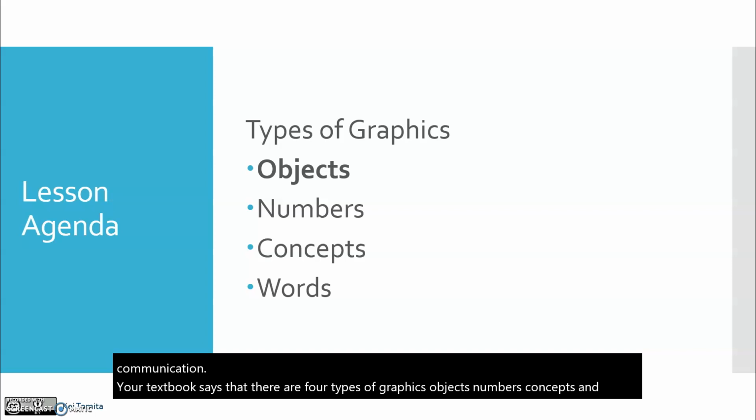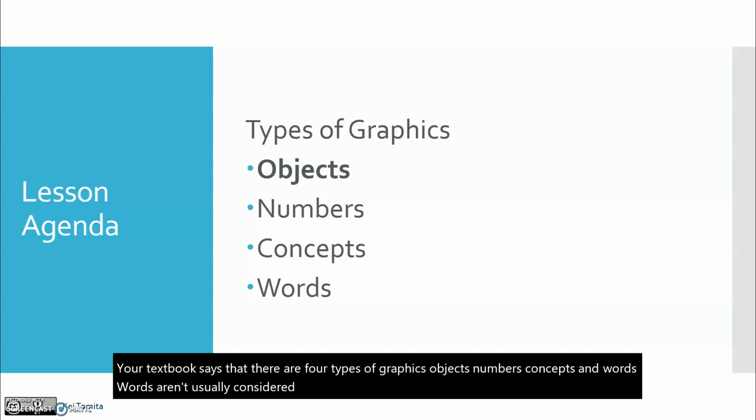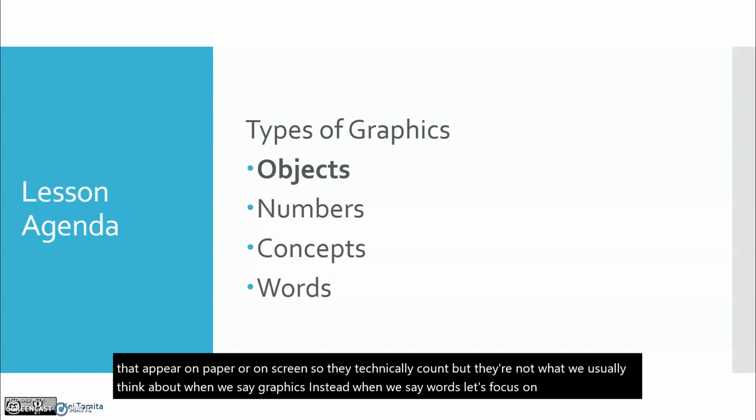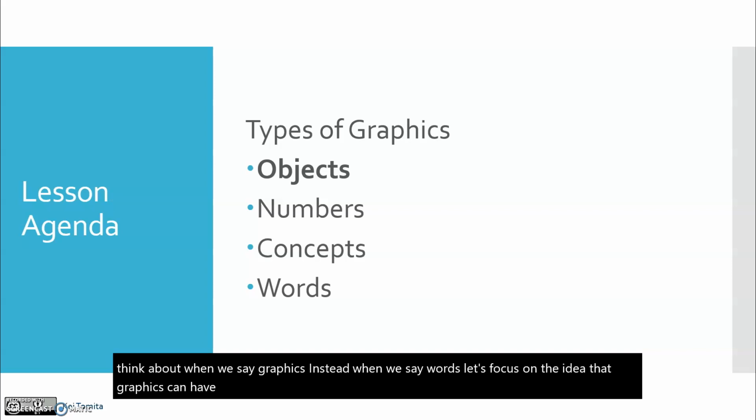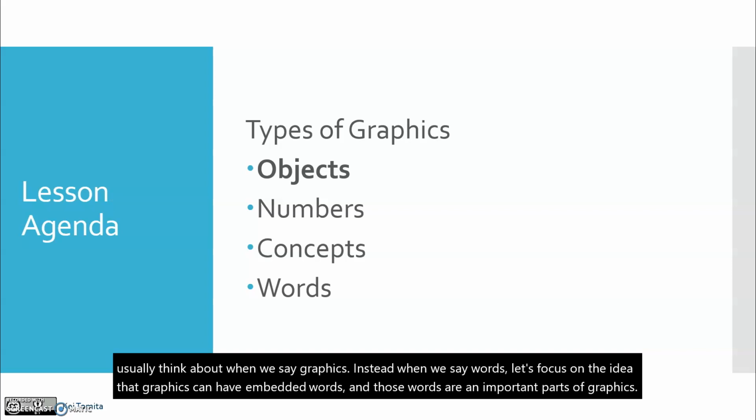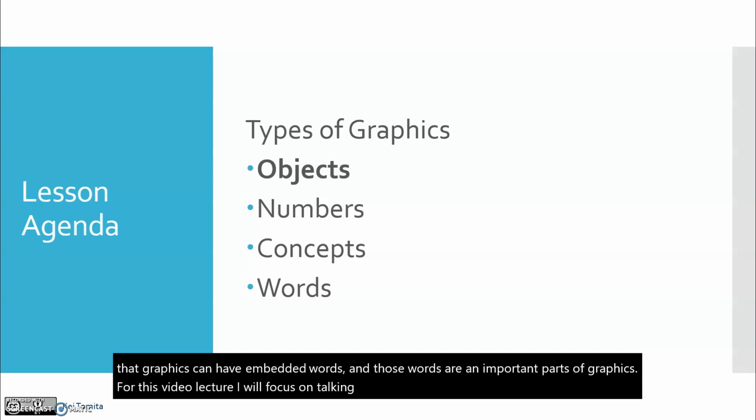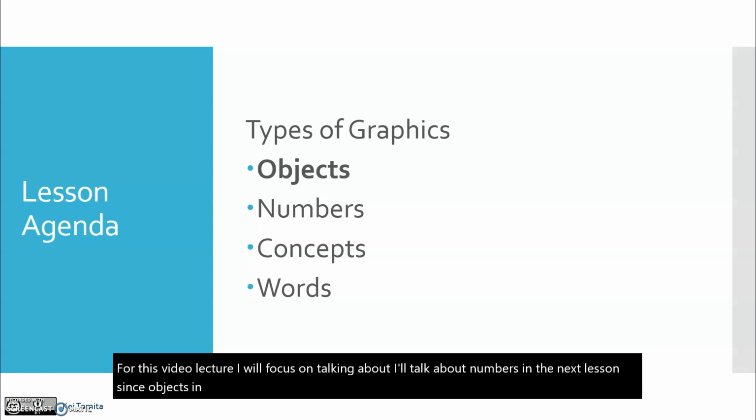Well, words aren't usually considered as graphics, but they are made up of letter shapes, or glyphs, that appear on paper or on screen, so they technically count. But they're not what we usually think about when we say graphics. Instead, when we say words, let's focus on the idea that graphics can have embedded words, and those words are important parts of graphics. For this video lecture, I will focus on talking about objects. I'll talk about numbers in the next lesson, since objects and numbers are the most common graphics in technical writing.